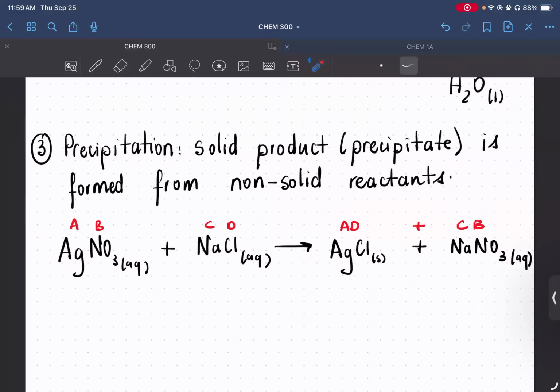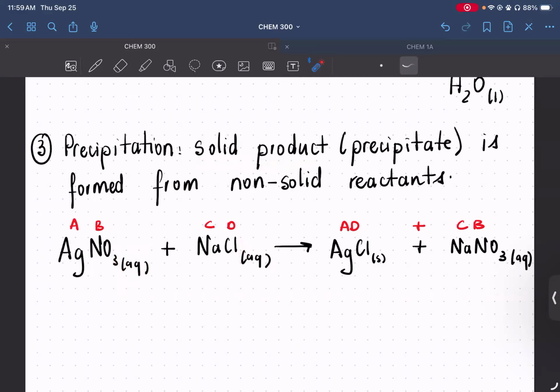That is the key defining factor of precipitation. If one of these reactants happen to be solid already, this is no longer precipitation. This is just a regular reaction. Precipitation is marked by the fact that a solid product is newly formed from non-solid reactants.